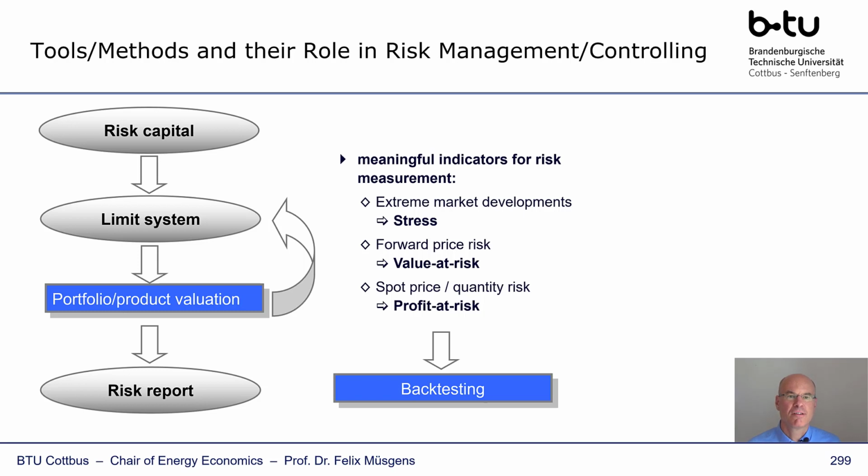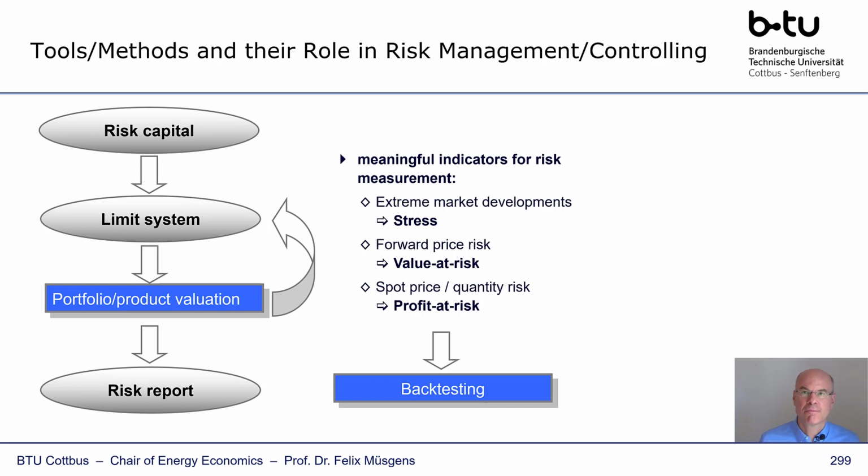Okay, then you have the tools and methods and their role in risk management and controlling. Starting on the upper left, we start with the risk capital, which is allocated. Then we have a limit system. How much limit do we have where? Then we have product and portfolio valuation. So we calculate, are we still doing good with the risks? And if something has to be fed back to the limit system, we do that. And then we provide a risk report.